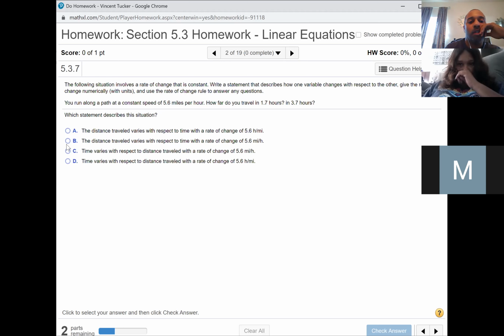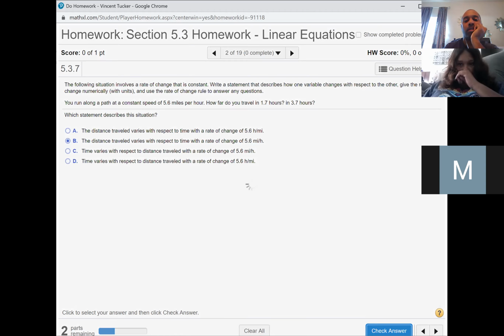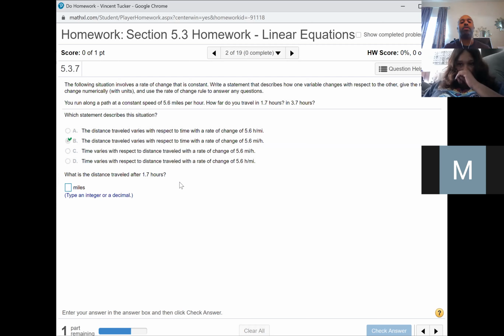Remember, in this next question they're going to give you time and then want you to find how far you travel. So we're looking at distance traveled with respect to time, and that's 5.6 miles per hour, so that should be good. And then the next one, what is the distance traveled in 1.7 hours? You're going to take that 5.6 and multiply it times 1.7.